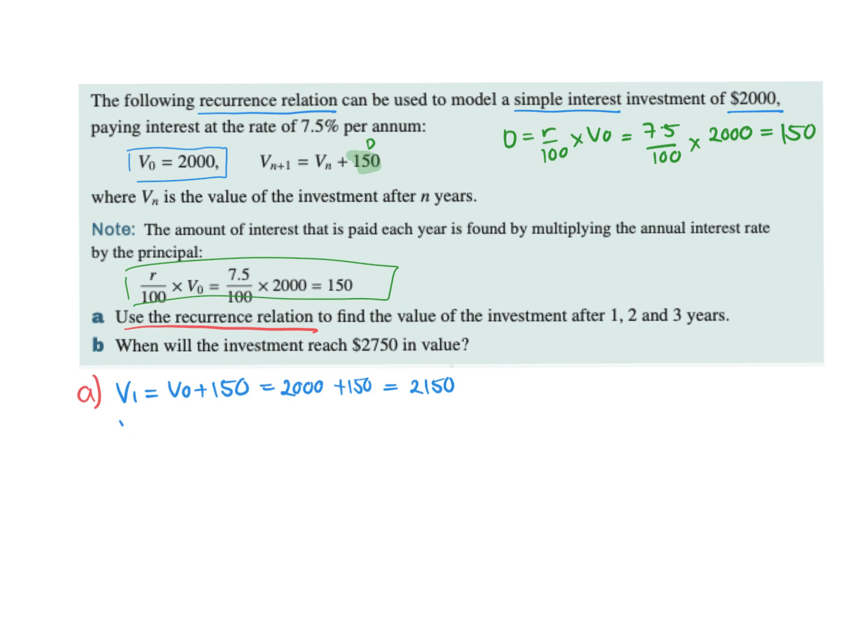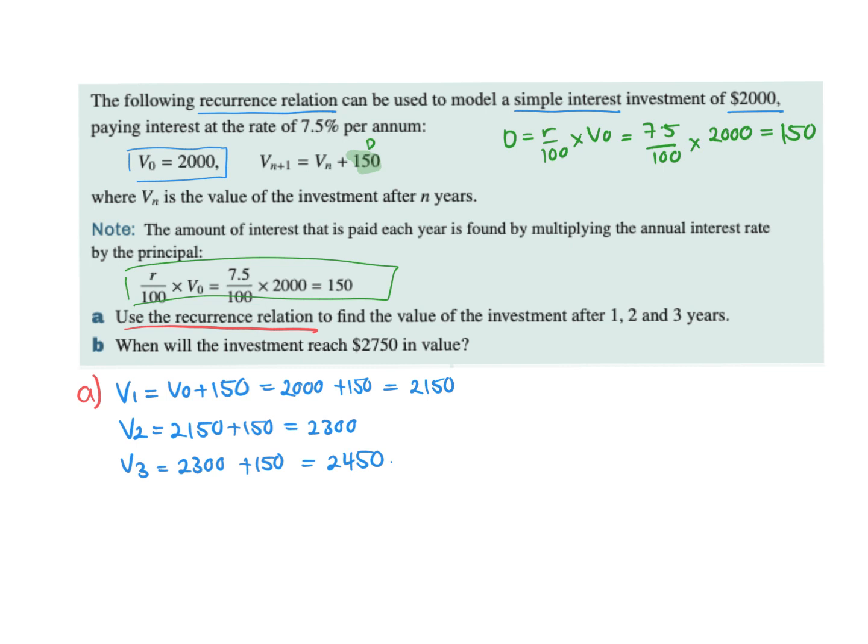Then I have to show that V2 is the one before, so you can just write the one before plus 150. So we get 2,300. And then we're going to write V3, and we're going to say 2,300 plus 150 equals 2,450. So that is the only way you are going to get the marks for that A, okay?